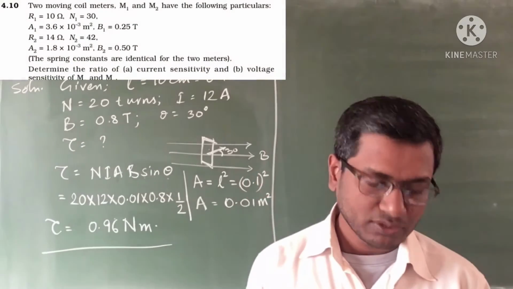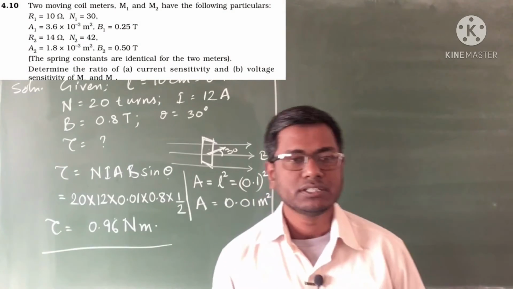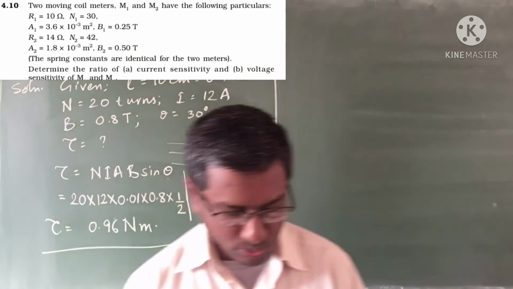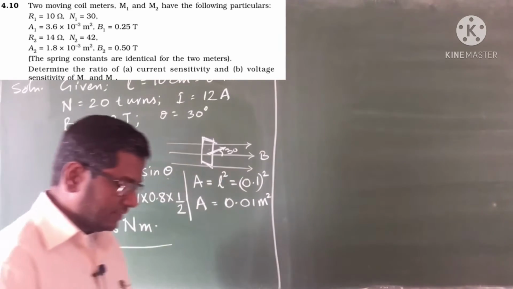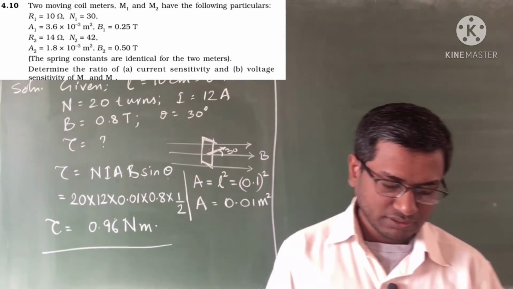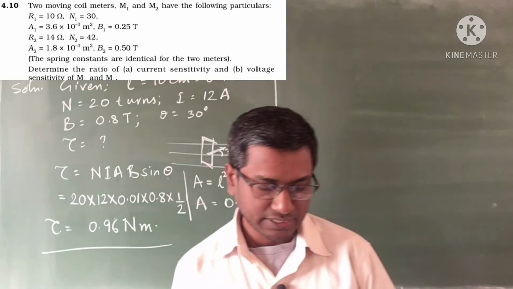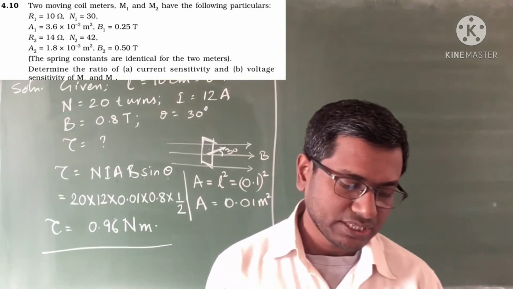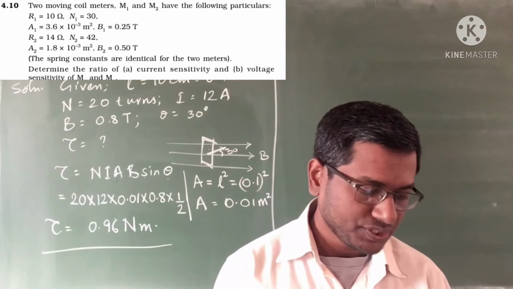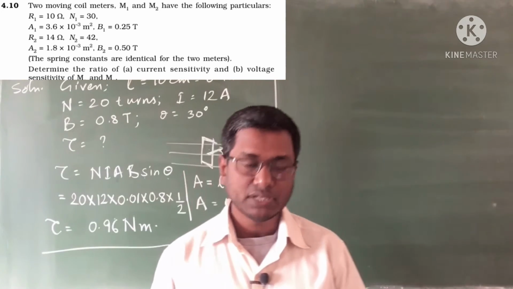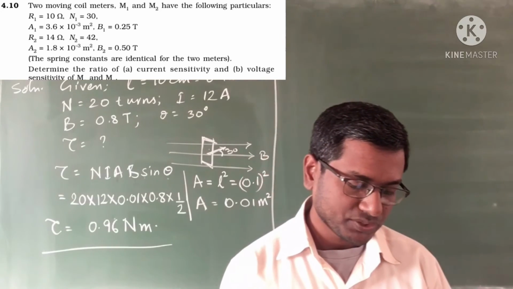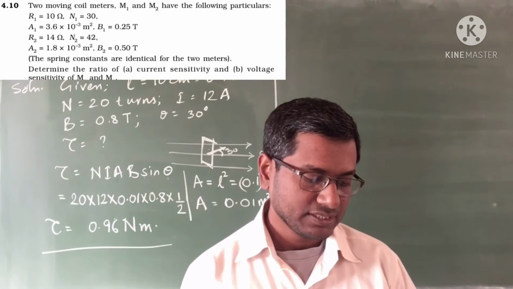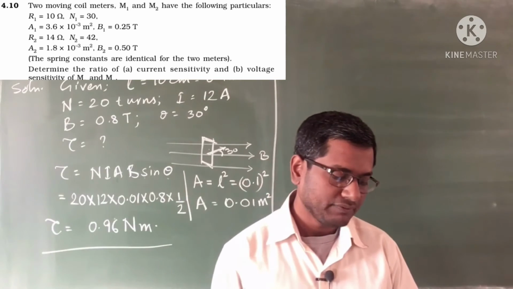Two moving coil meters, actually the word should have been moving coil galvanometers. Two moving coil meters M1 and M2 have the following particulars. Resistance R1 is given as 10 ohm, N1, the number of turns in the first meter, is 30, the area of its coil A1 is 3.6 into 10 to the power of minus 3 meter square, and the magnetic field inside that meter is B1 equals 0.25 Tesla.